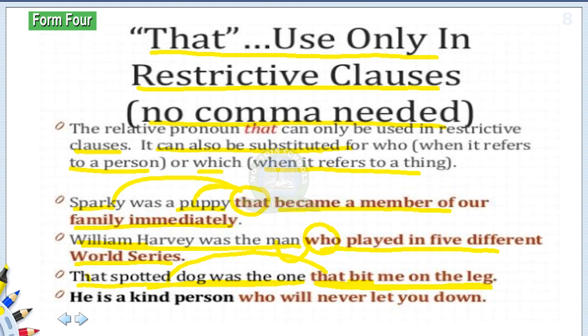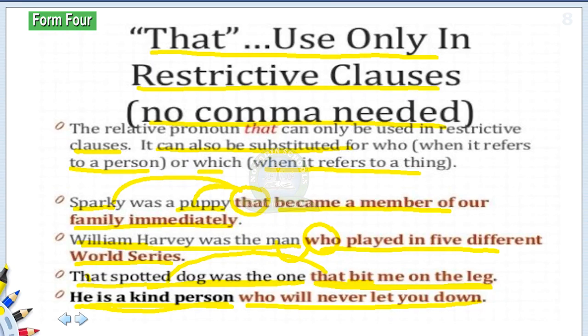He's a kind person. We're talking about a person, a man, who will never let you down. So this, he's a kind person, can stand alone. It's independent. So, he's a kind person who will never let you down. Who will never let you down is a relative clause, and who is a relative pronoun. It stands for the word he or the person.